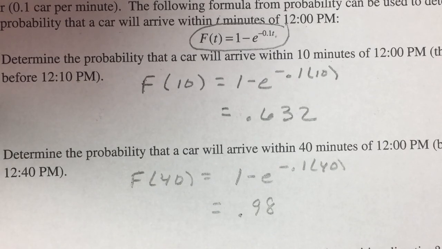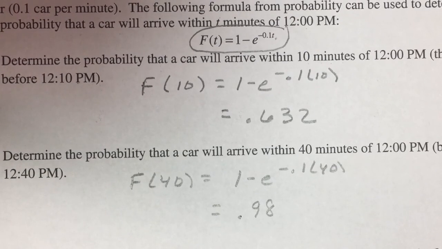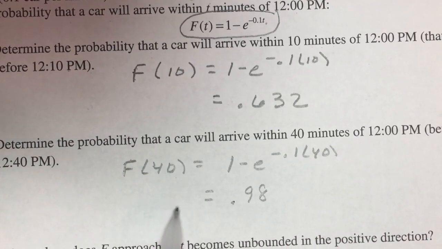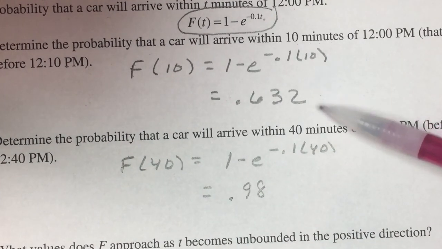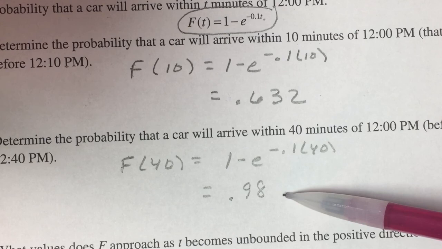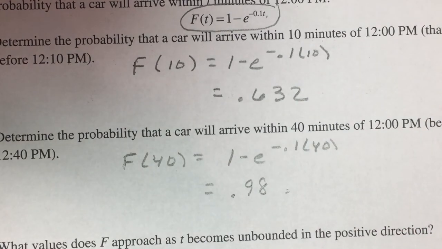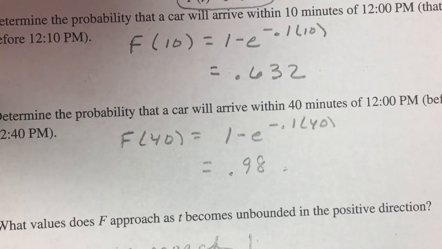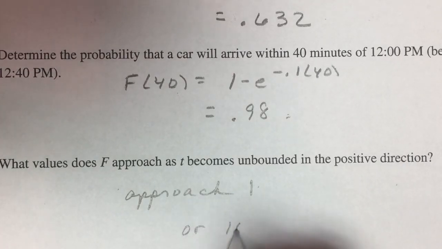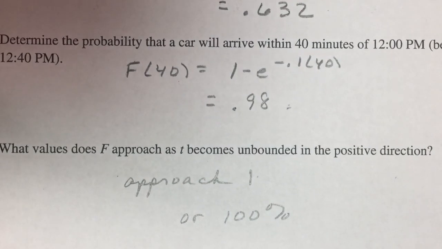Look at C. It says, what value does f approach as t becomes unbounded in the positive direction? So as t gets larger and larger and larger, we started with 0.632, 0.98. What do you think that f is going to approach? Well, it's going to approach 1. And don't forget, 1 in probability speak is 100%, which of course there's a 100% chance that a car that comes between 12 and 1 is going to come before 1 o'clock.